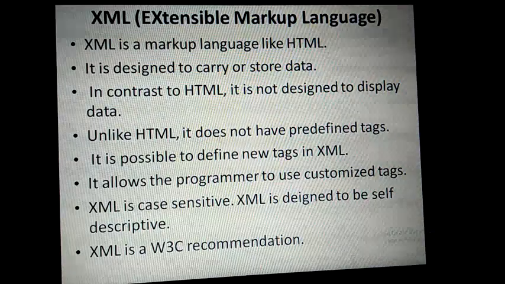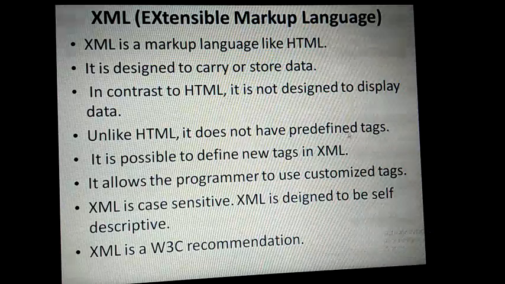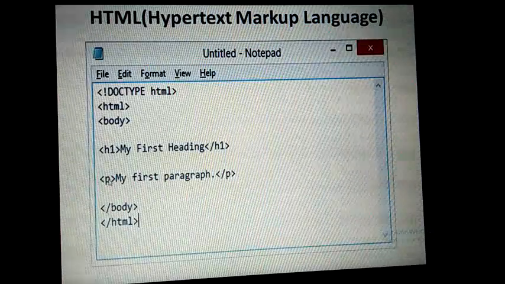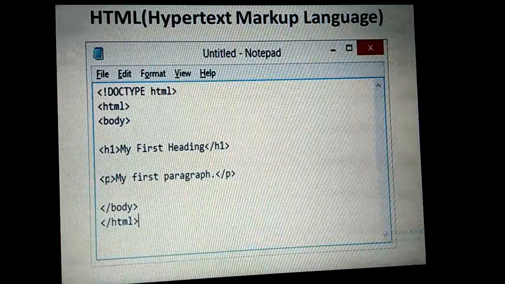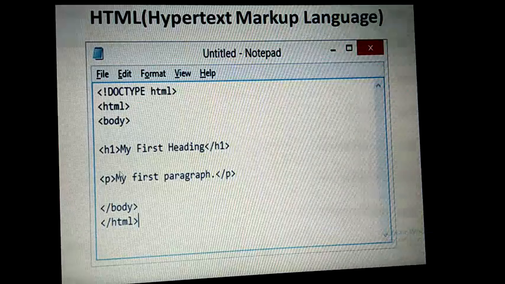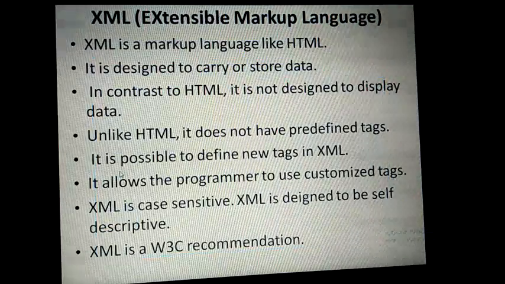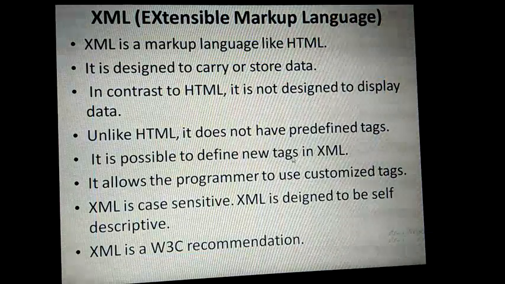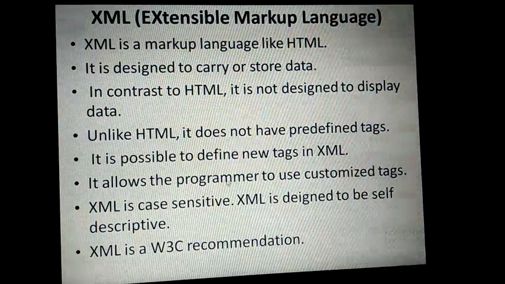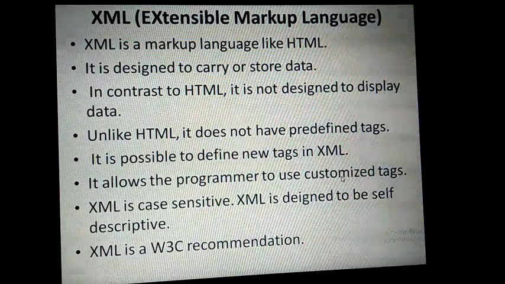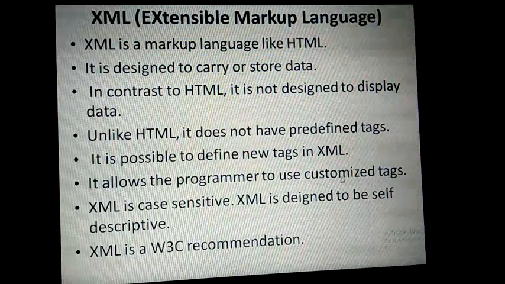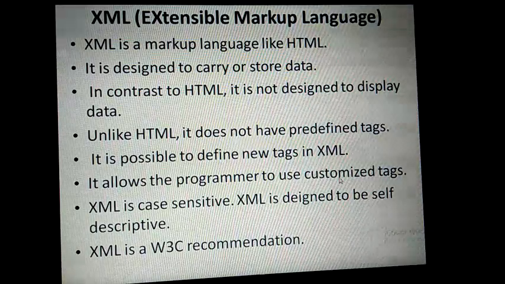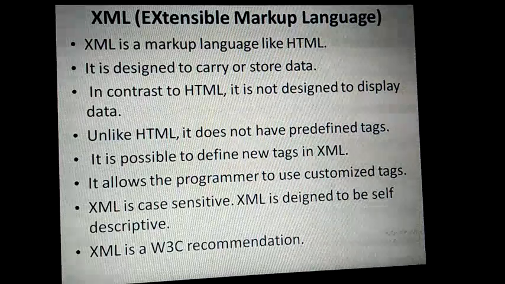Unlike HTML, it does not have predefined tags. We have seen in the previous example HTML body, H1, P, everything is predefined. Everything has a certain meaning in order to use these tags in HTML. But in XML, the user needs to define new tags on his own. It allows the programmer to use customized tags. That means they can create their own tags as per the content of the website. They can make use of their own tag names.